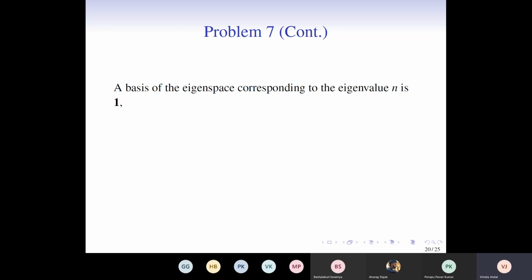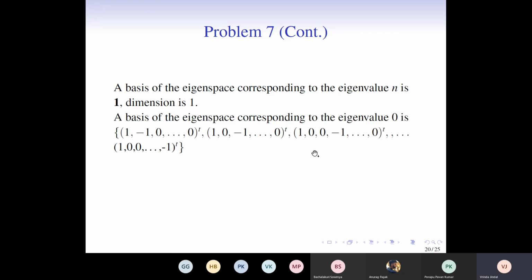Now we also had to find the eigenspaces correspondingly. So the eigenspace corresponding to the eigenvalue n is spanned by the vector of all ones, one of the eigenvectors. It is a one-dimensional space as proved earlier. So we can just give the all-ones vector as an eigenbasis, a basis of that eigenspace.